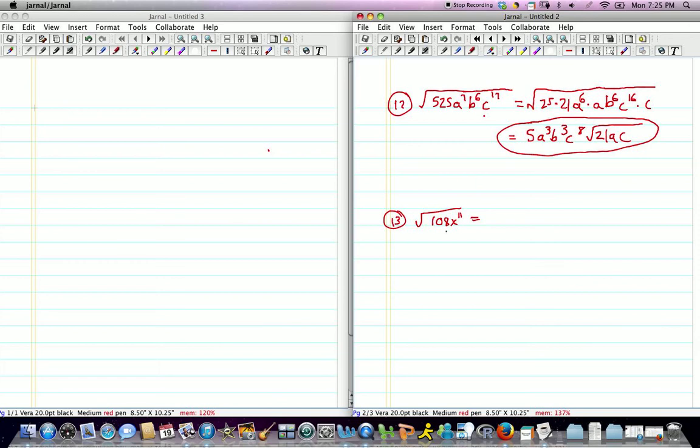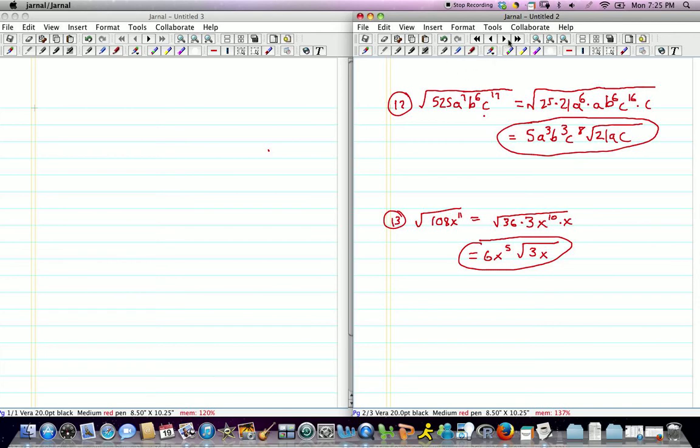13, similar process. I'm going to break down the 108. So I break that down into 36 times 3. 36 is a perfect square. I break down the x to the 11th into x to the 10th and x. Now I take the square root of what I can take the square root of. So the square root of 36 is 6. It comes out. The square root of x to the 10th is x to the 5th. I divide by 2. And then I leave underneath the 3 that I didn't touch and the other x that I didn't touch. And my problem is now solved.